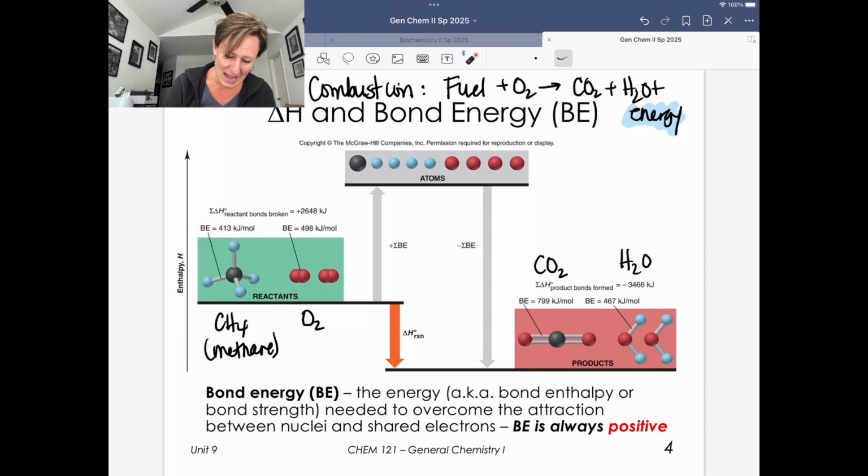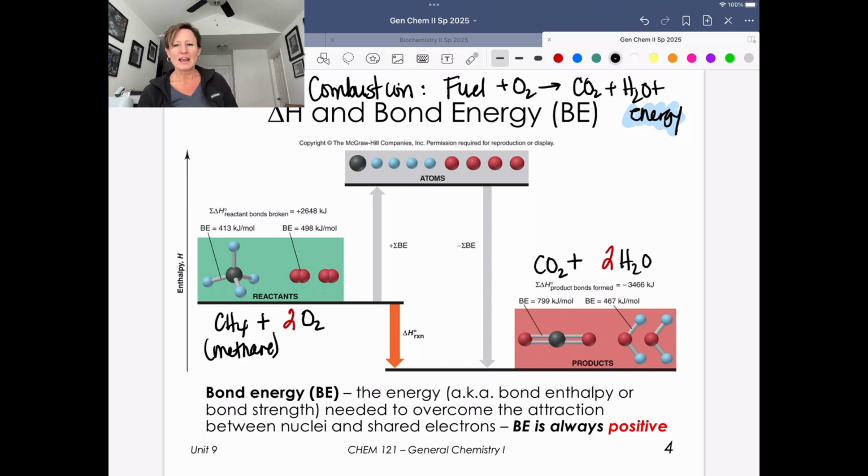Now, note here, I'm going to add a few coefficients in here because this is a balanced chemical equation. I need to have 2 molecules of oxygen, okay, and I'm going to generate 2 molecules of water here. So if I consider this as a balanced chemical equation, I'm going to have CH4 plus 2O2 generates CO2 plus 2H2O. And we're doing this in our furnace, so all of these are going to be gaseous molecules.